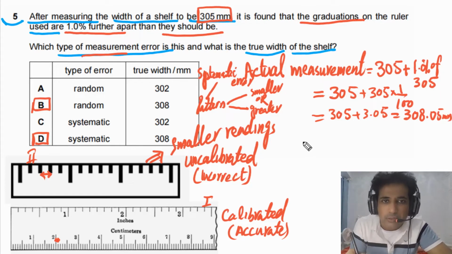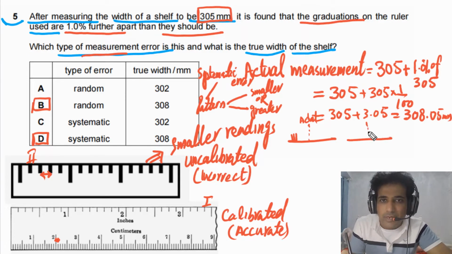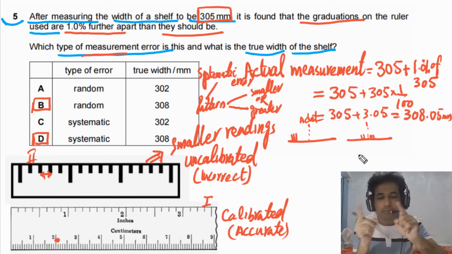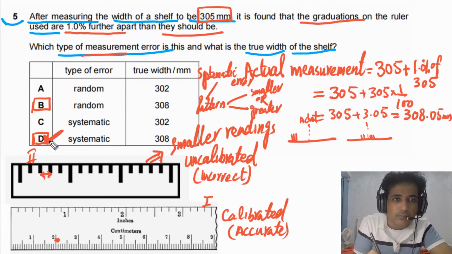Let's try to understand this with the help of a simple diagram. Let's say this reading is the actual reading. If there is a systematic error over all measurements, all the readings will be on one side. If there is random error, you will see some readings here and some readings here, on both sides, smaller and greater. But in this case, we only get smaller. So this is systematic error. So the answer is D for this question.